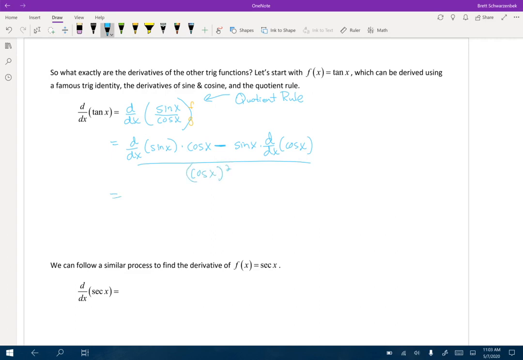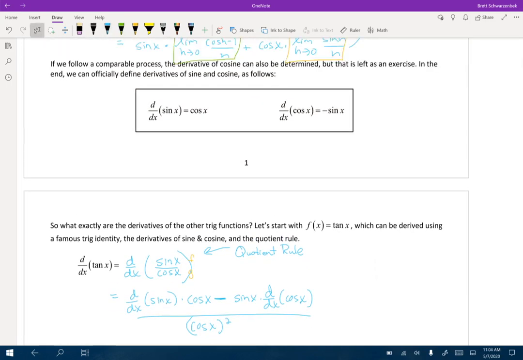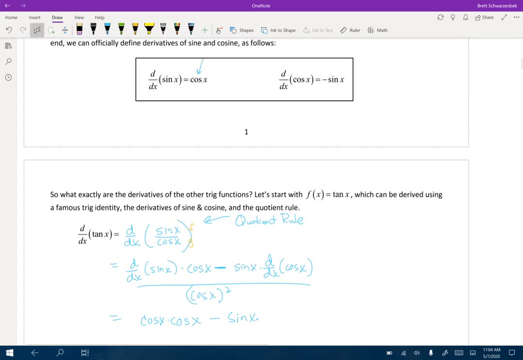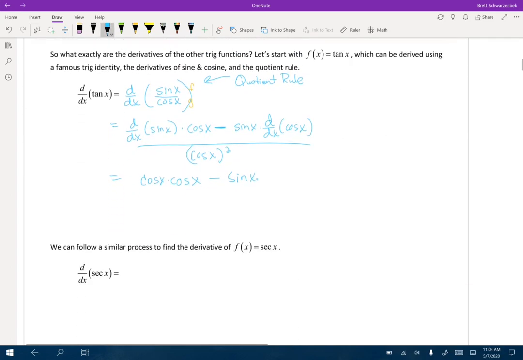Okay, so what does that look like? Well, we don't have to do a lot of side work here. I think we can just write it all out. So the derivative of sine, well, look what we just learned. The derivative of sine is cosine. Okay, bring down the other cosine. Bring down the sine. And what is the derivative of cosine? Well, right here, it's negative sine.